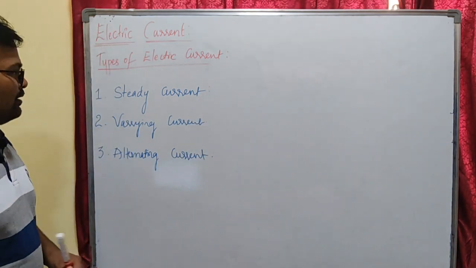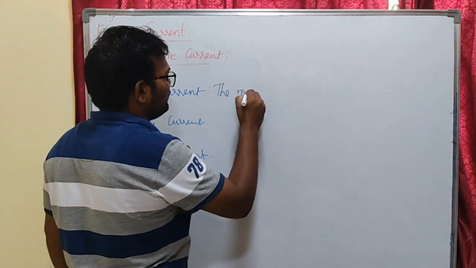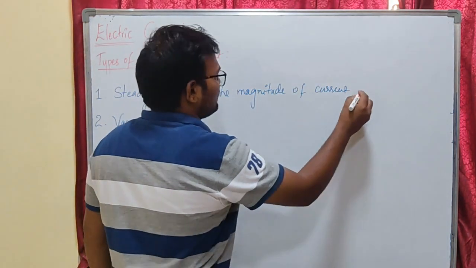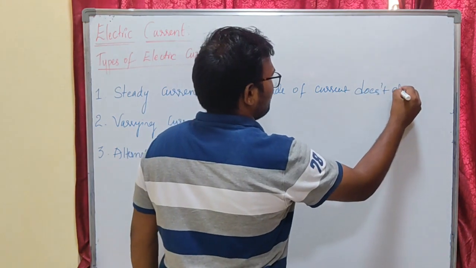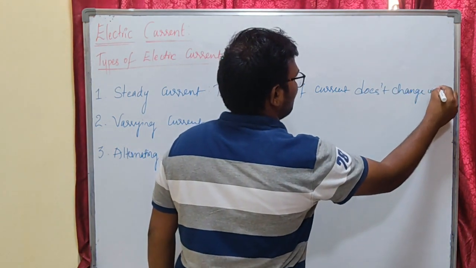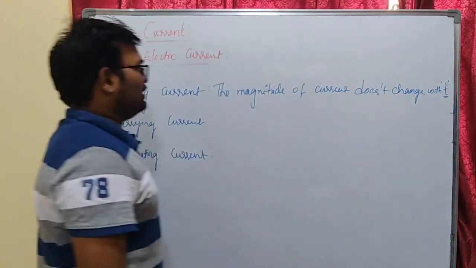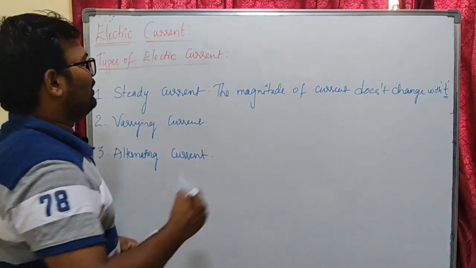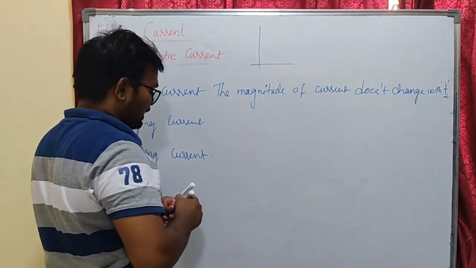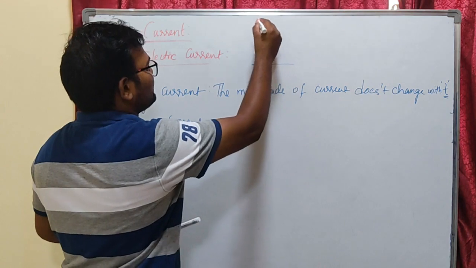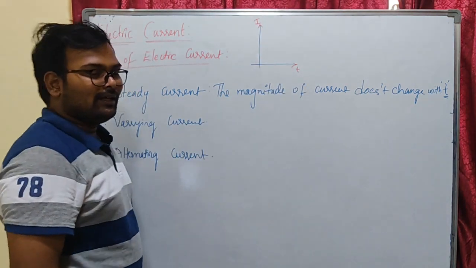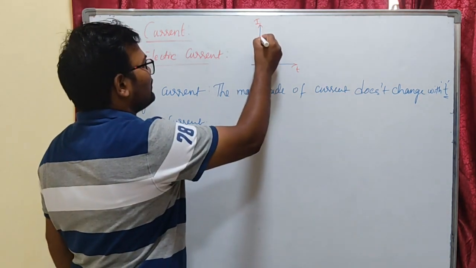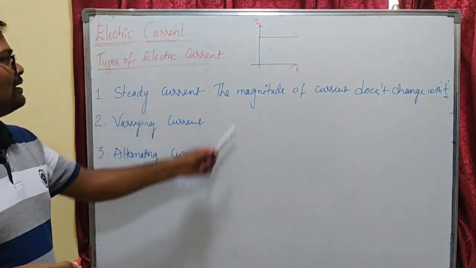Steady current is nothing but current whose magnitude does not change with time t. The magnitude of the current does not change with time, that is called steady current. I am going to draw a graph for steady current. Here this is the current axis, and this will be the time axis. The definition says the magnitude of current does not change with time, which means the current magnitude is constant throughout the time. So this is my steady current.